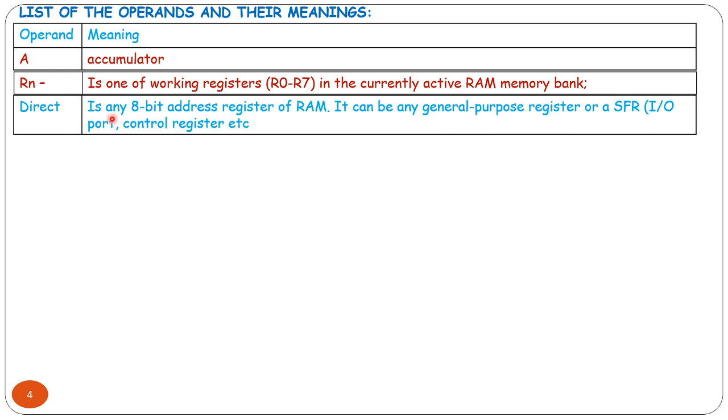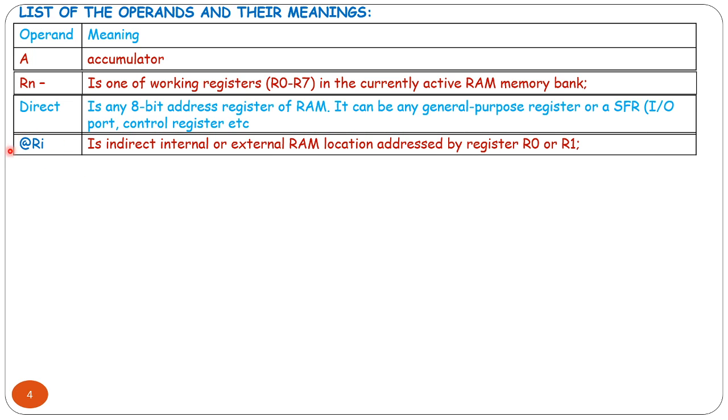Direct is an 8-bit address of a register of random access memory. If the direct value is mentioned along with the operation code, then this direct value indicates the address of a register of random access memory. It can be a general purpose register or special function register or input output port or control register, etc.